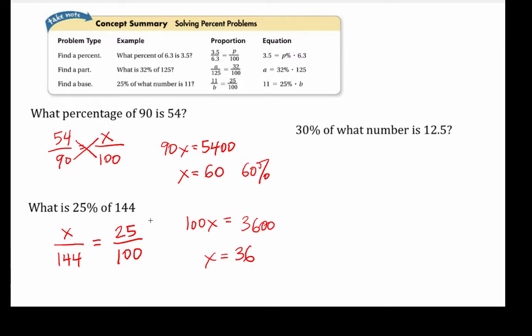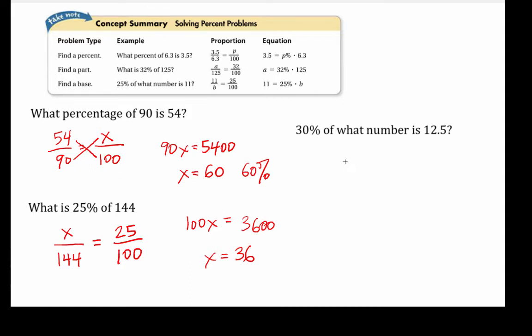And there are other ways to do this problem. We could say, oh, 25% is 1/4 as a fraction. So 1/4 of 144, I just need to take 144 and divide it by 4. That's 36. So there are other ways to do this. I'm showing you a way that you can do these problems no matter how it's set up, how it reads. Part over whole equals percent over 100.